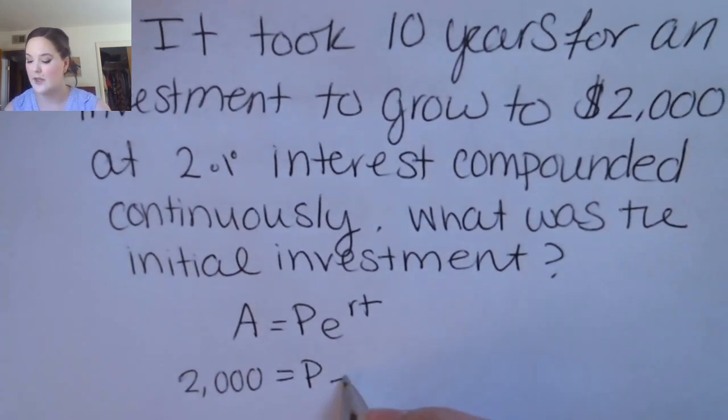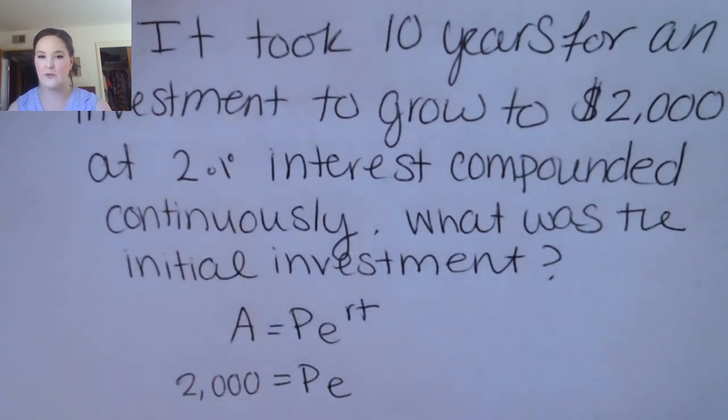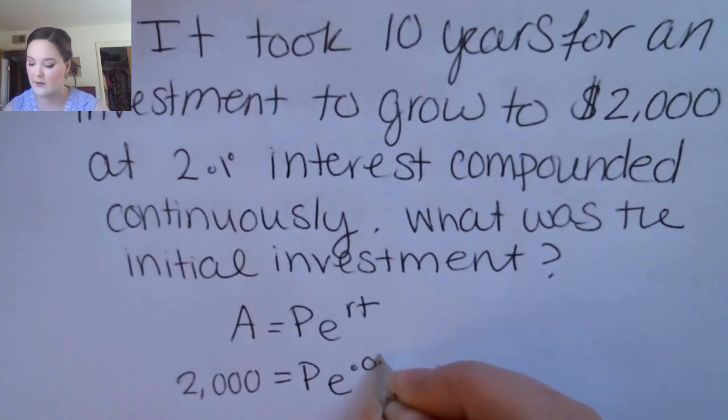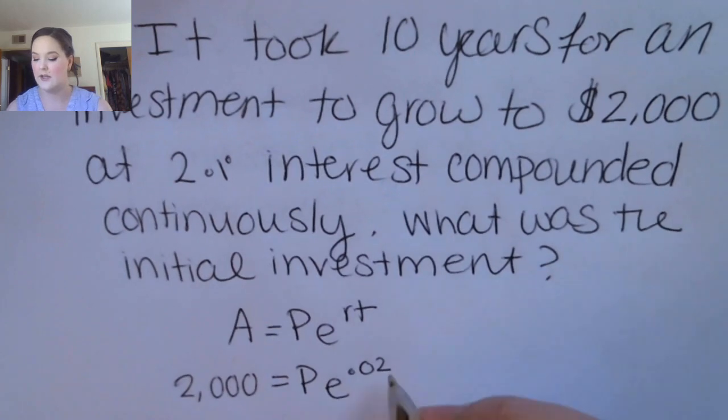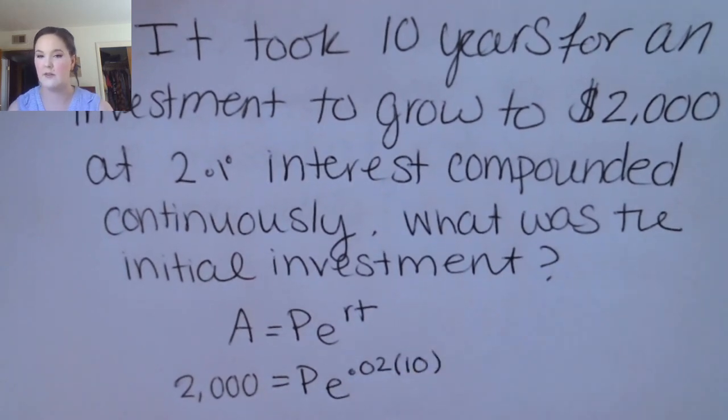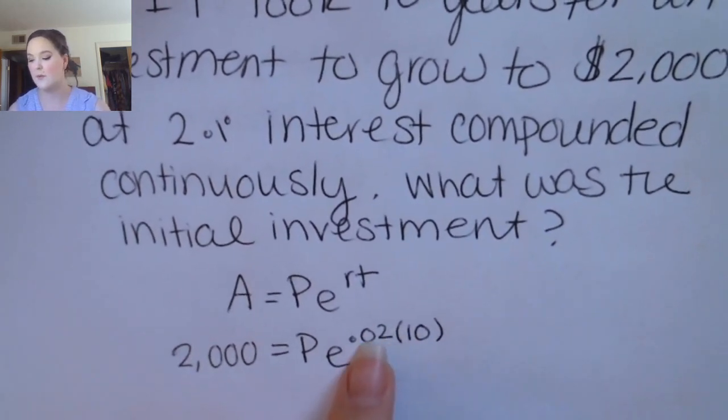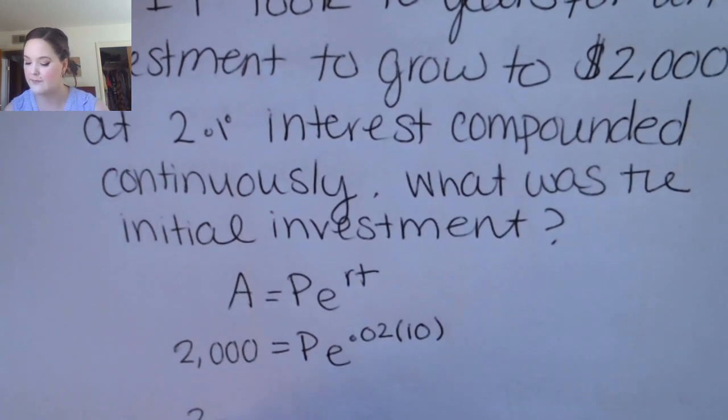E is just a numerical value. Our interest rate is 2% or 0.02. And it takes 10 years, so T is 10. So the first thing I'm going to do is actually just multiply these.